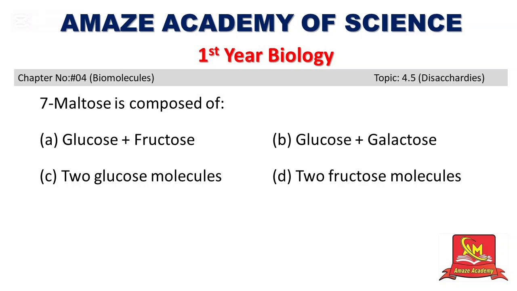MCQ 7. Maltose is composed of Option A, glucose and fructose, Option B, glucose and galactose, Option C, 2 glucose molecules, Option D, 2 fructose molecules. Correct answer is Option C, 2 glucose.